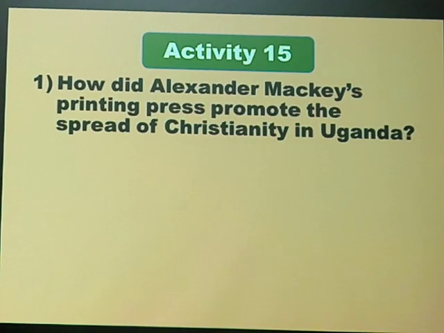1. How did Alexander Mackay's printing press promote the spread of Christianity in Uganda? The issue we're dealing with here is the printing press of Mackay. How did it help in the spread of Christianity? The printing press helped to print materials used in spreading Christianity, or it was used in printing gospel books, or it was used in printing hymn books. Let's get to the next question. That's number 2.